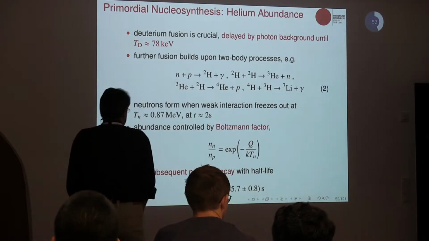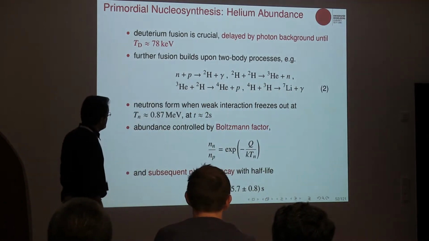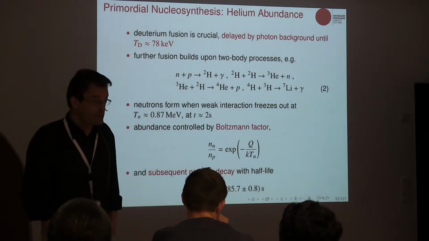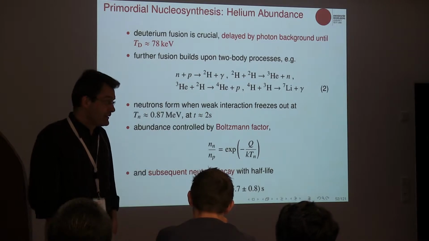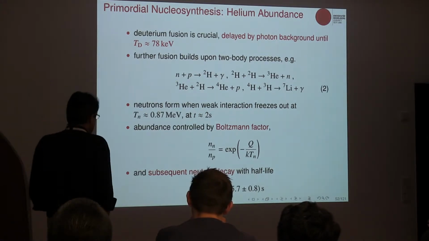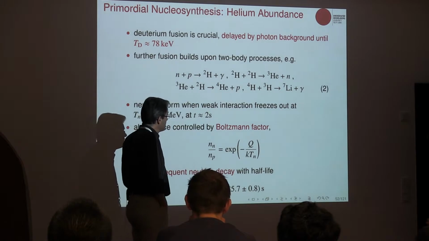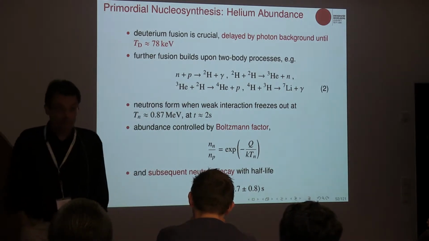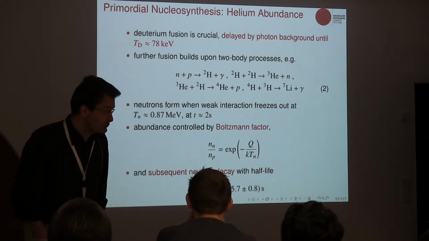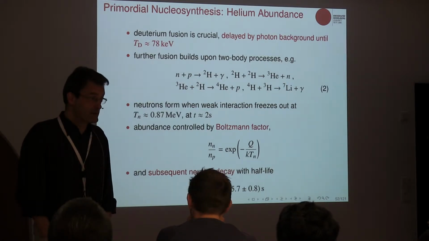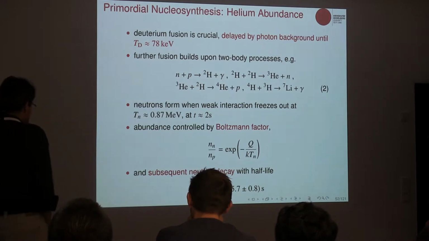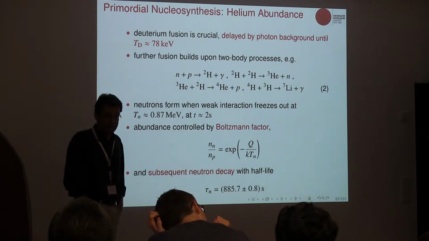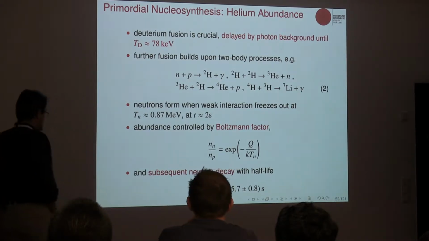Now here are the processes. It's also for you to memorize. The important thing to realize is that you have to go through deuterium fusion, right? Because the direct fusion of helium by the fusion of two protons and two neutrons is way too improbable, right? It's also energetically disfavored. So you have to go through the fusion of two deuterium nuclei, which later fuse to either helium-3 or helium-4.